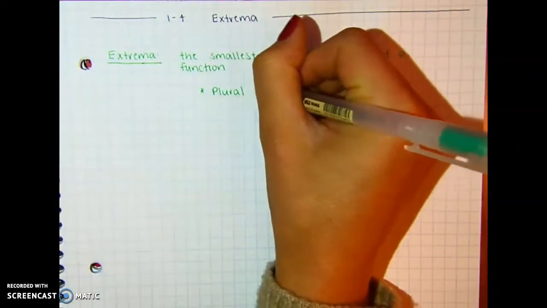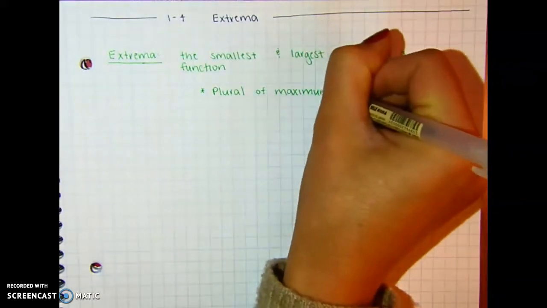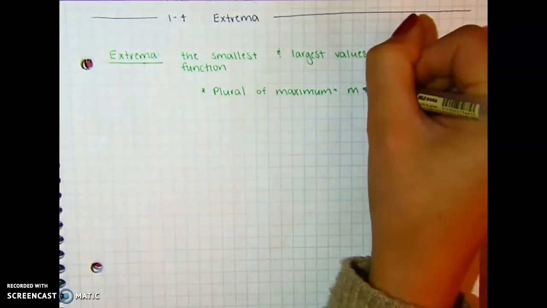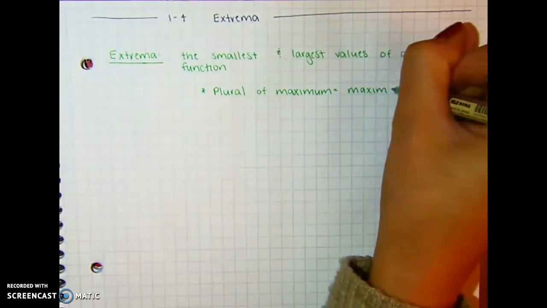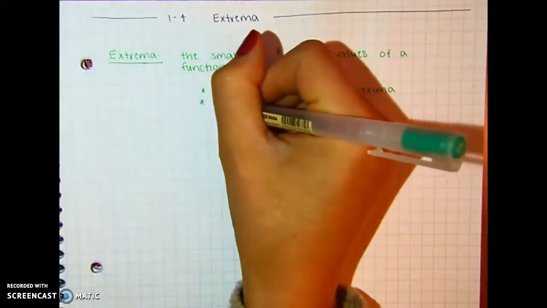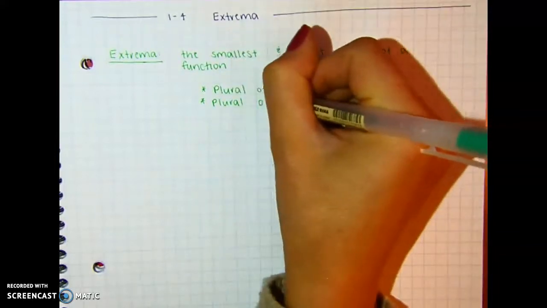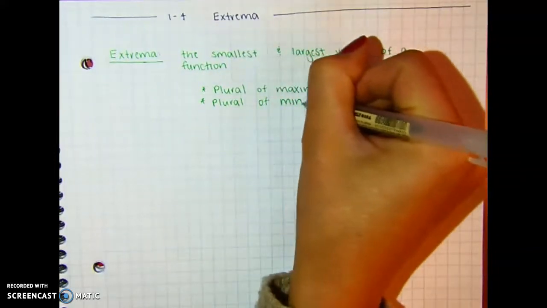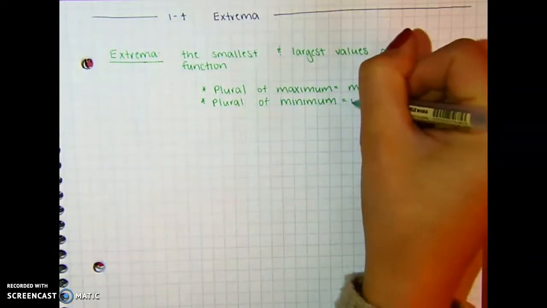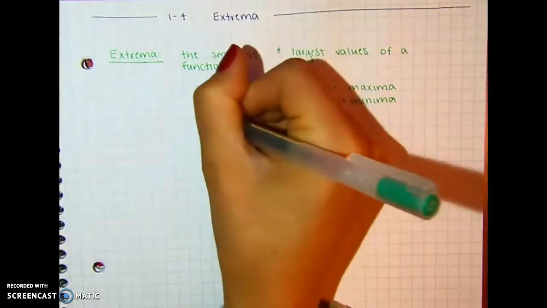some vocab. Is maxima. So you can have two maxes, but we'll talk about that again in a little bit. And then plural of minimum is minima. Together they're extrema.